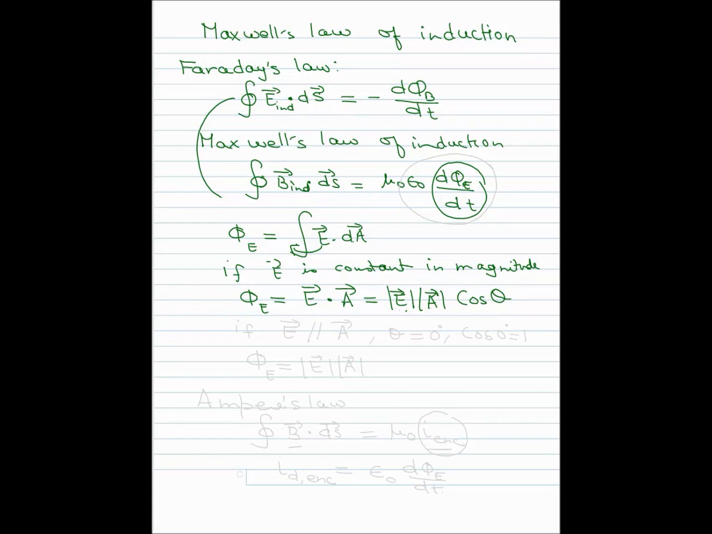Now, if the electric field and area vector point in the same direction, so if E vector is parallel to the area, in that case, theta is going to be 0 degrees, and cosine 0 degrees is going to be 1, and the electric flux can be written as just magnitude of E times magnitude of A.